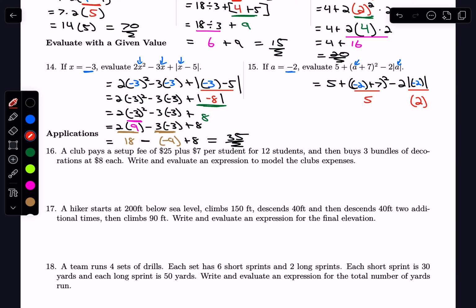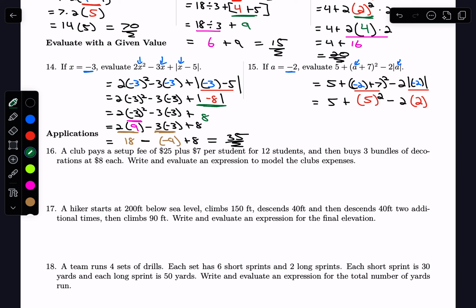So now we're going to go ahead and put both of these in parentheses because they were in parentheses before. And the absolute value was a grouping symbol before, so I just replace it with parentheses after I do the absolute value. So we now have 5 plus 5 squared, don't forget the exponent from that set of parentheses, minus 2 times 2.